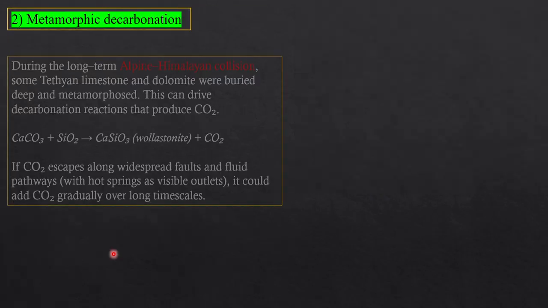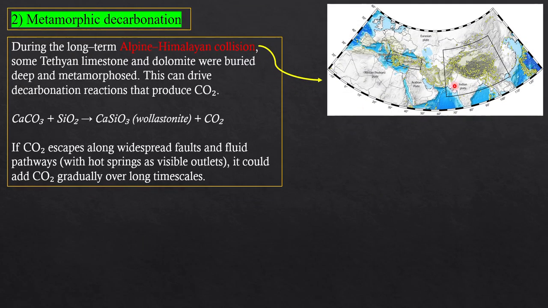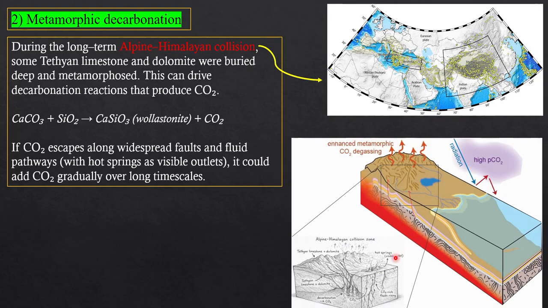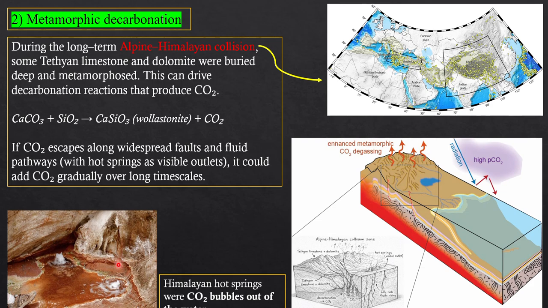Number two is metamorphic decarbonization, in which the collision between the Himalayas and the closure of the Tethys Ocean degassed the calcium carbonate, which reacts with silica so wollastonite forms, and they release carbon dioxide. This carbon dioxide is responsible for the MECO event. And still in the Himalayas, CO2 bubbles are coming out, which is the main cause of the MECO event in these regions.